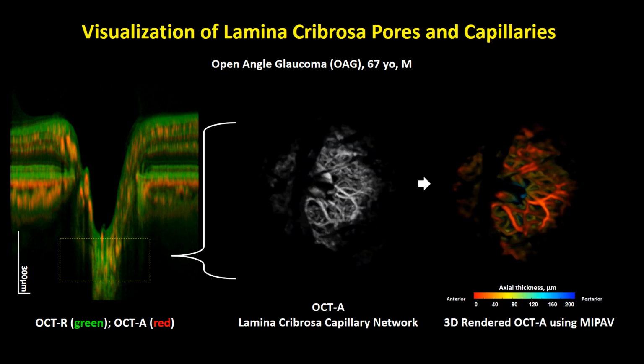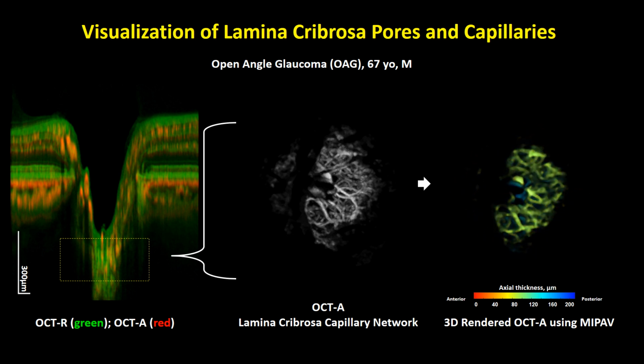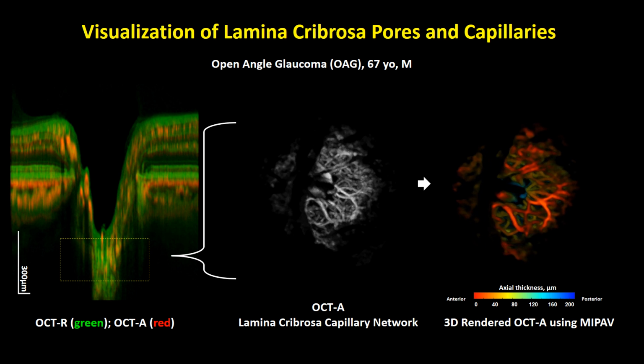This is the same region showing just the capillary network of the lamina cribrosa with the axial locations coded in different colors. Red color means more anterior and blue means more posterior.